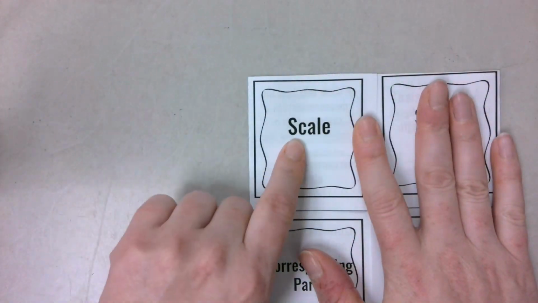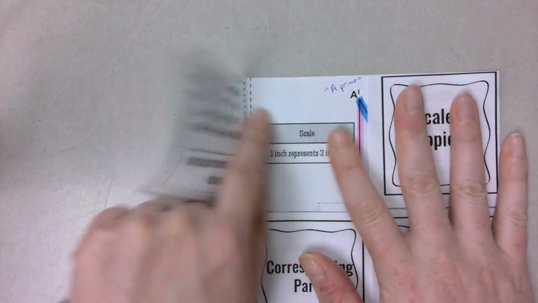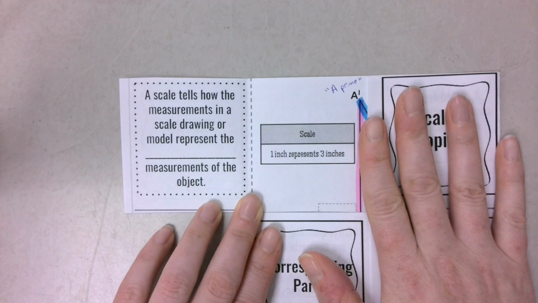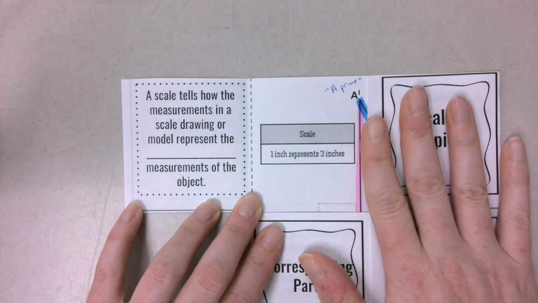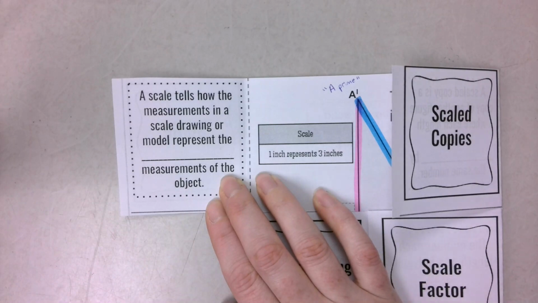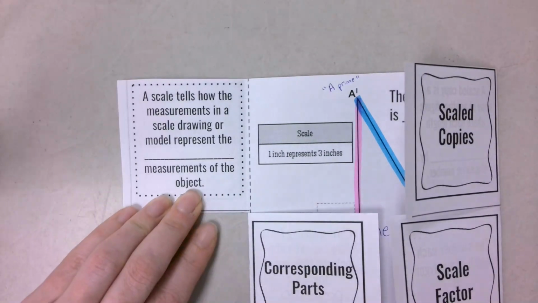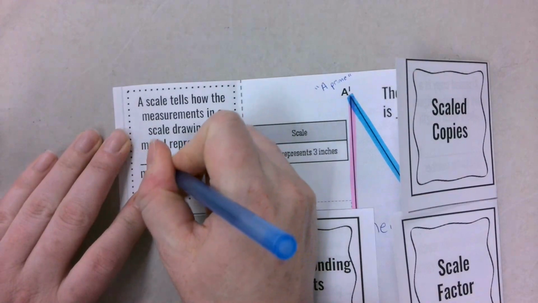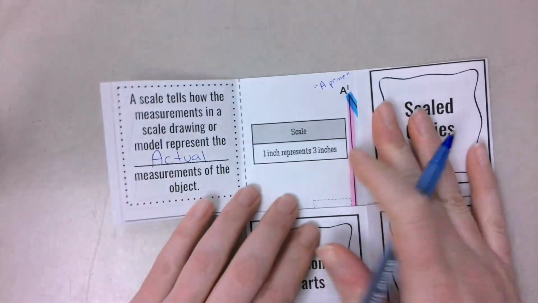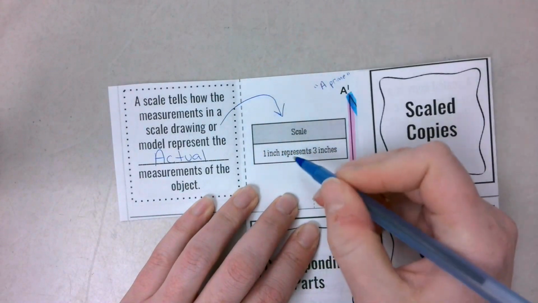We're going to talk about scale. We will mention it here today, and we will talk about it more on Friday and Monday. A scale tells us how the measurements of a scale drawing or model represent the actual measurements of the object.